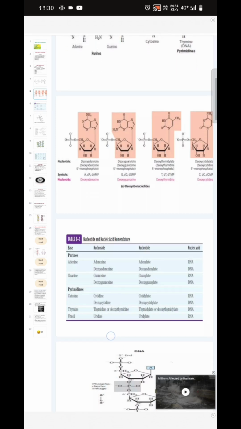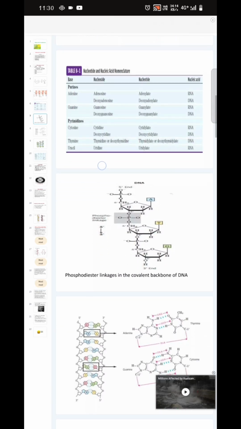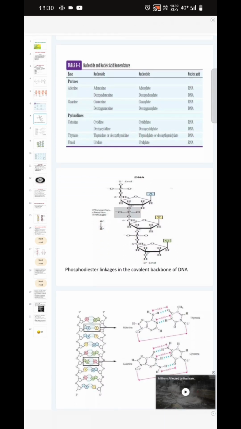Next, we will see the tabular form of the nucleotide and nucleic acid nomenclature. We will observe it on the 7th page of the PPT. The columns are base, nucleoside, nucleotide, nucleic acid. First, purines, adenine. Nucleoside: adenosine, deoxyadenosine. Nucleotide: adenylate, deoxyadenylate. Nucleic acid: RNA, DNA.